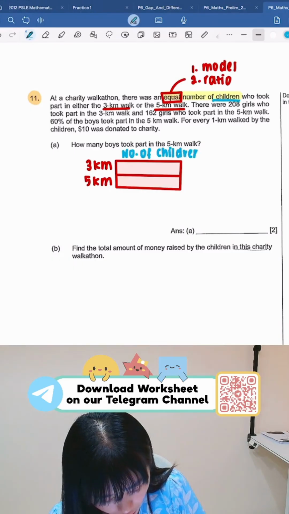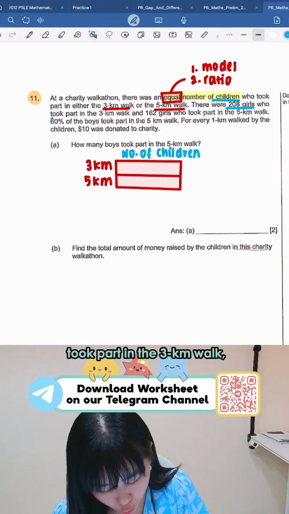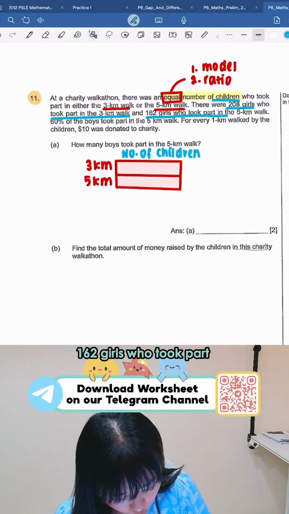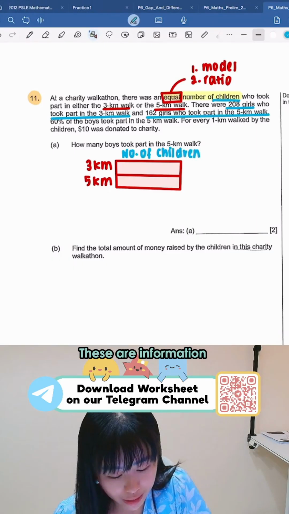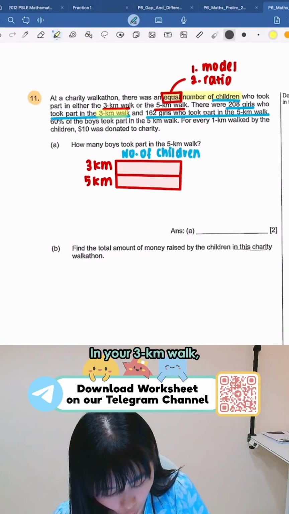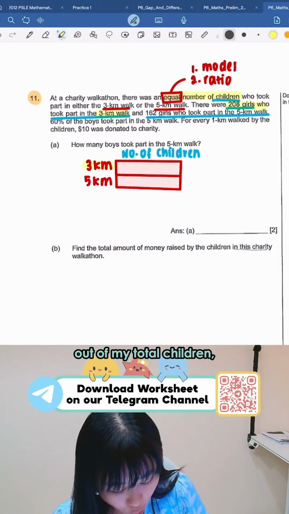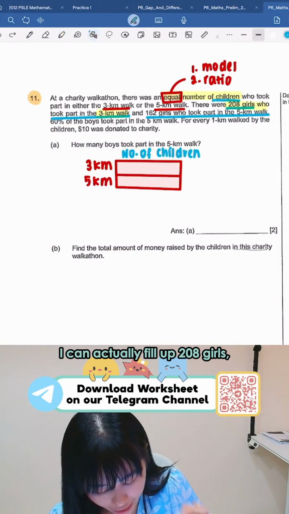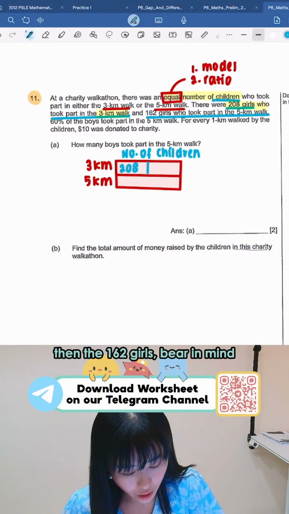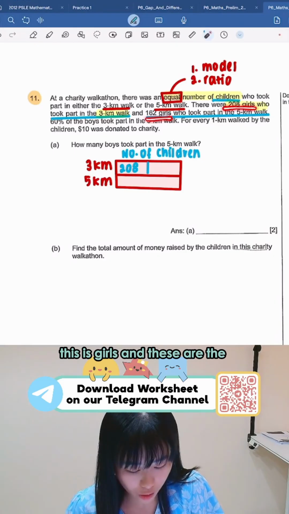Alright. Next. There were 208 girls who took part in the 3 km walk. 162 girls who took part in the 5 km walk. Now these are information you can fill up in your model. In your 3 km walk, 208 girls. So from my 3 km walk, out of my total children, I can fill up 208 girls. Then the 162 girls. Bear in mind, everybody, this is girls.